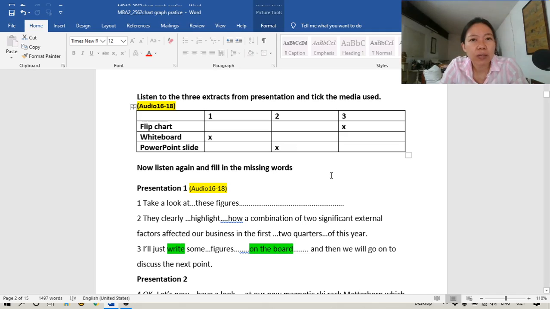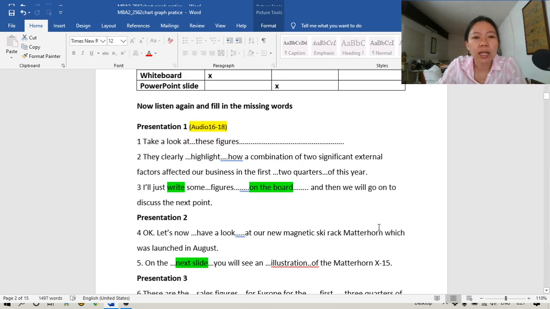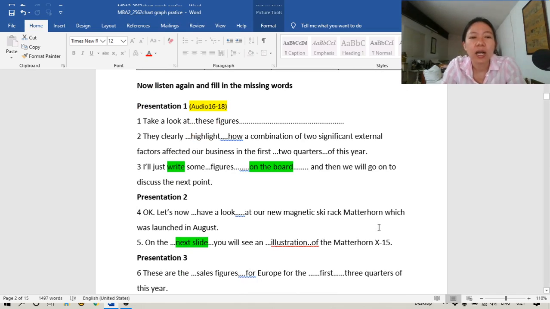How do we know about that? When we are listening to the audio clip, we tend to listen for the keyword. So here we're going to look at the keywords from the 3 presentations. Now let's look at presenter 1. These are the missing words.